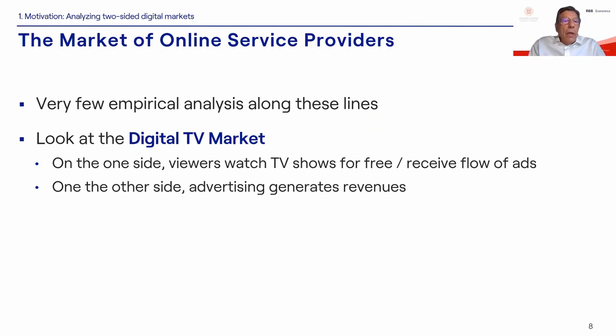So our object, and it turns out that looking at the digital TV market is interesting because it has some similarity with the market of online service providers, in the sense that when you're watching TV, you're watching your show for free, and you receive flows of ads. And on the other side, this flow of ads generates revenues. So we are in a very similar situation. And so what we can learn from this market could be interesting to help design some policy for the online service market or for other types of digital markets.